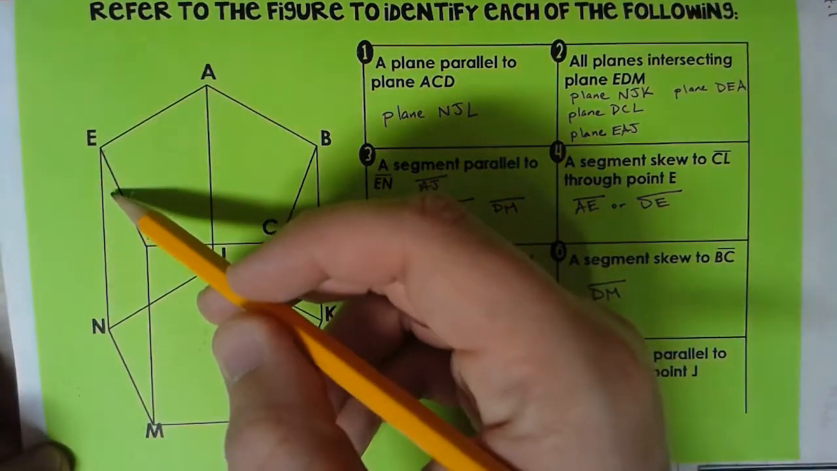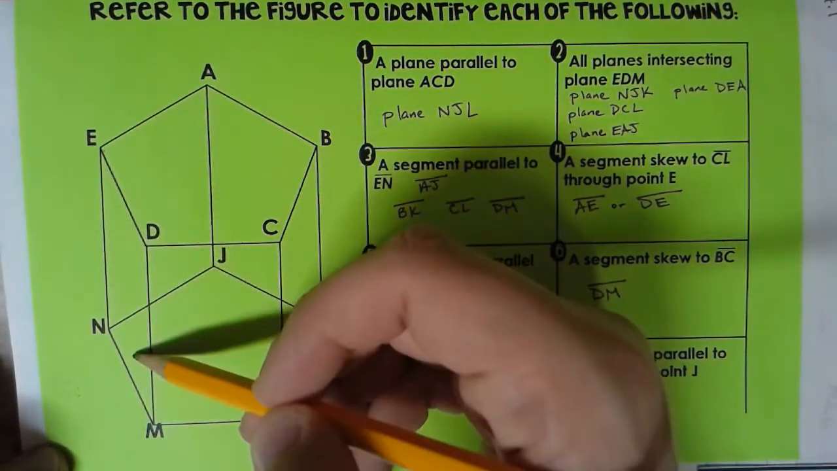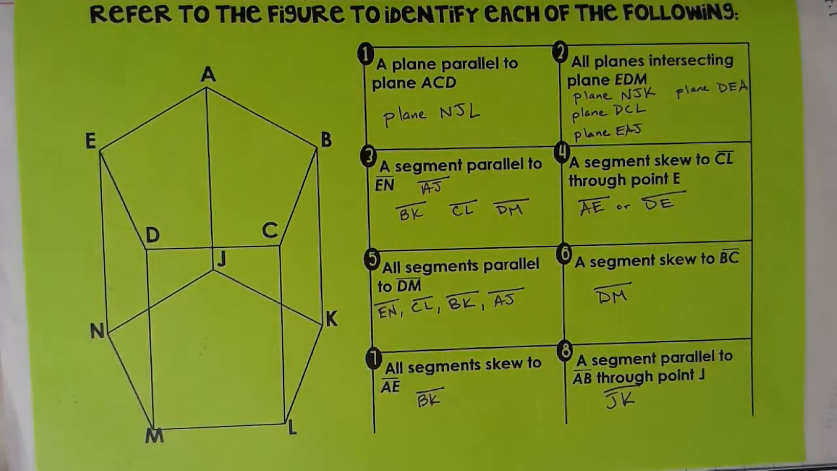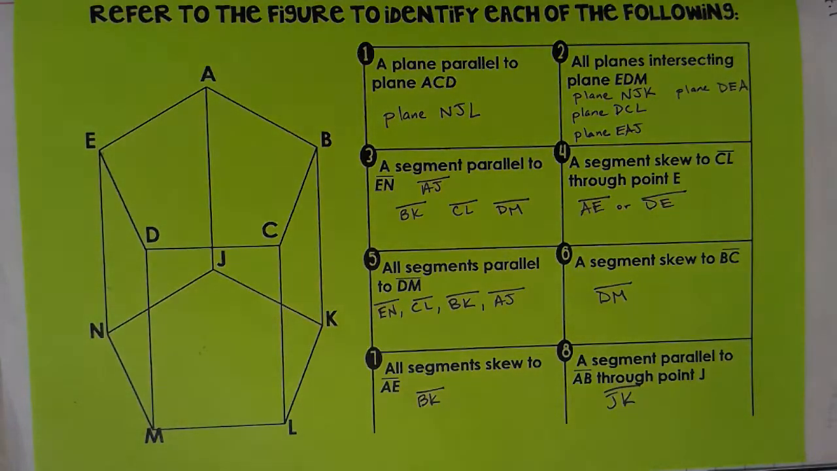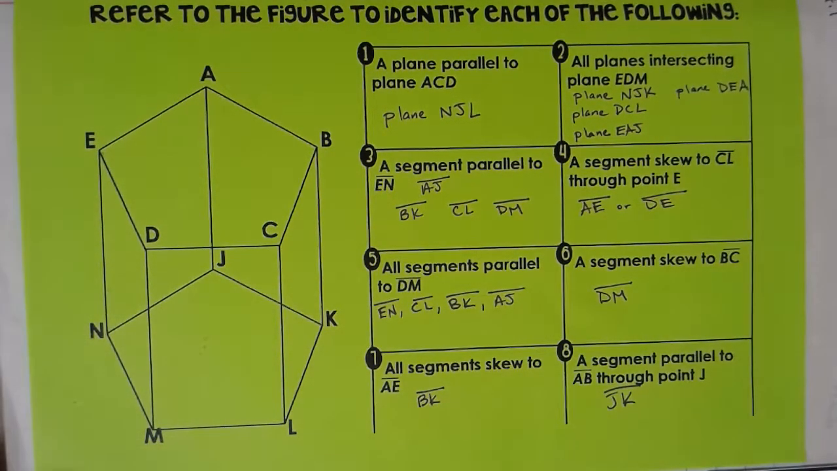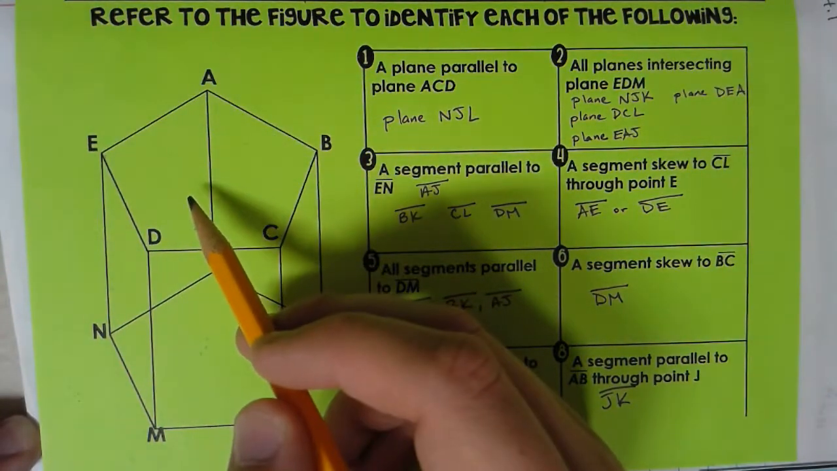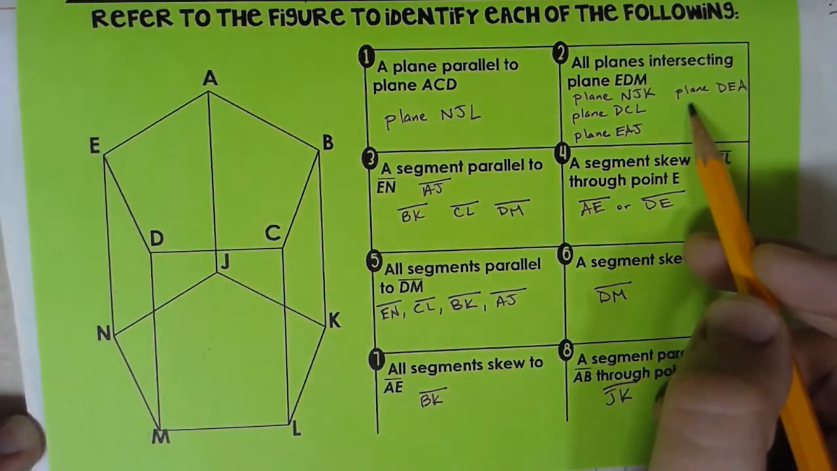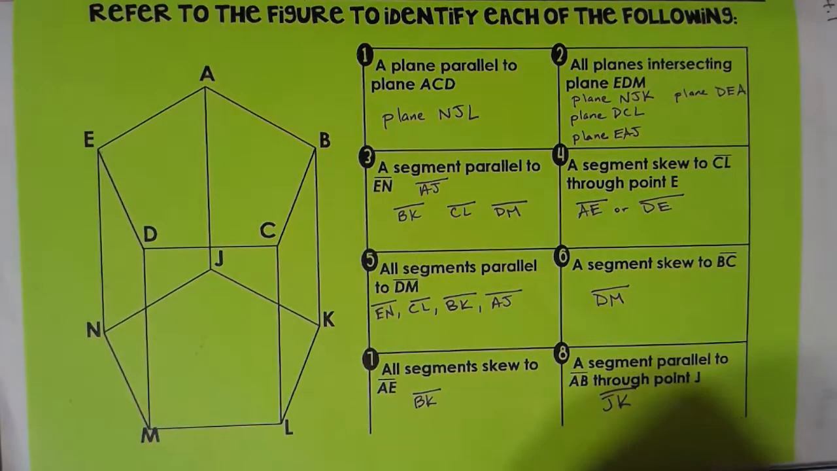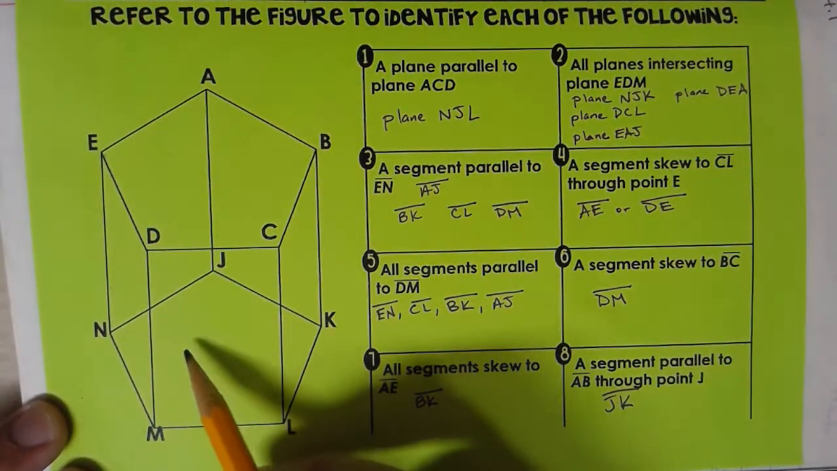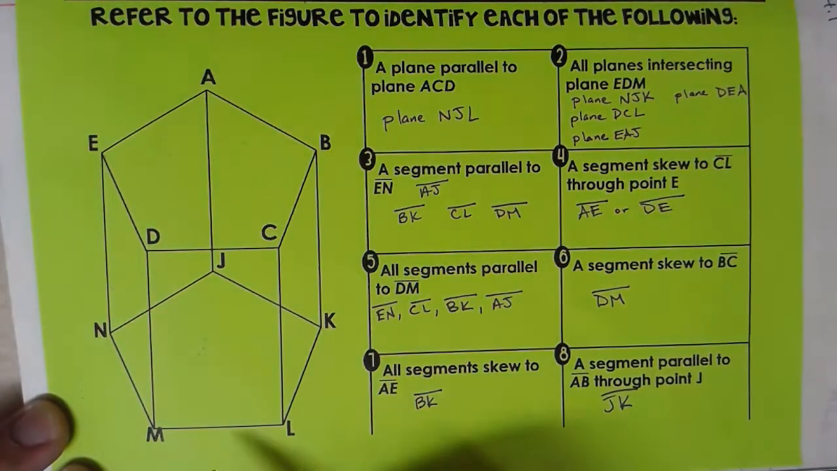So the plane that we're talking about is this one. All planes intersecting with plane EDM, or another way to put that, all of the planes that share an edge with EDM. Okay, so that's going to include this top base right here. This time I called it plane DEA, but again, there are a lot of different names you can call it. Then for the bottom base, plane NJK.